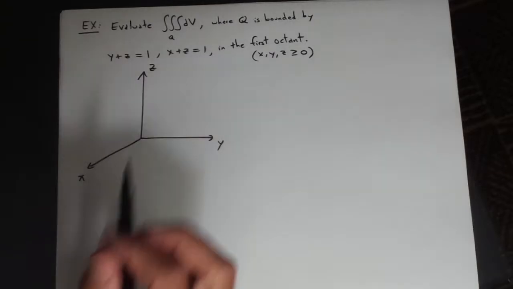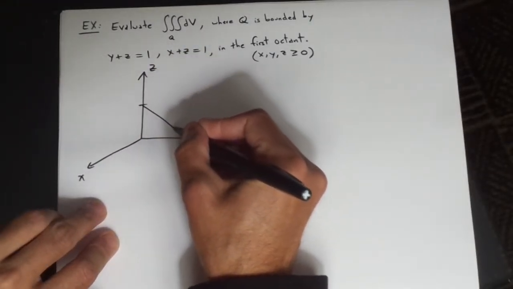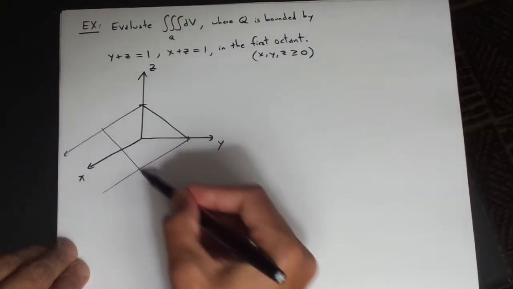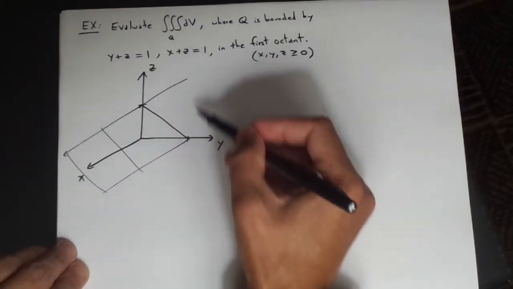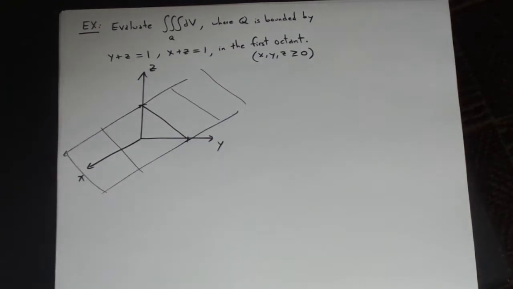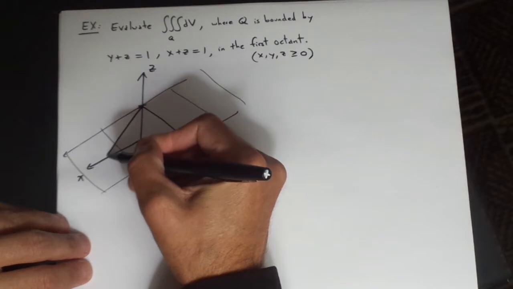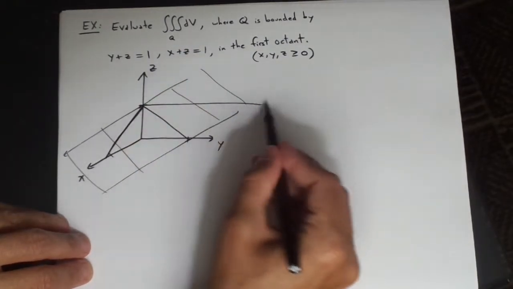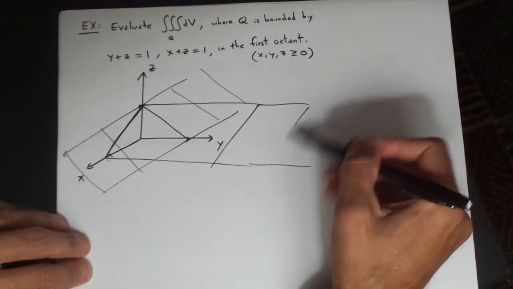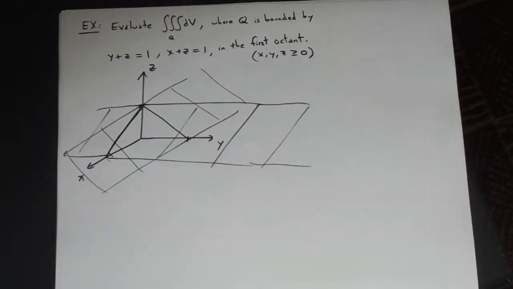Well, we have the plane y plus z equals 1. Let me just draw that as a line in the yz plane, but then of course because it's in 3-space, it has to be stretched forever in the x direction. On the other hand, I also have the plane x plus z equals 1, and that is right here, and I'm going to stretch that one forever in the y direction. So I have these two crisscrossing planes, and I want to set up this triple integral.